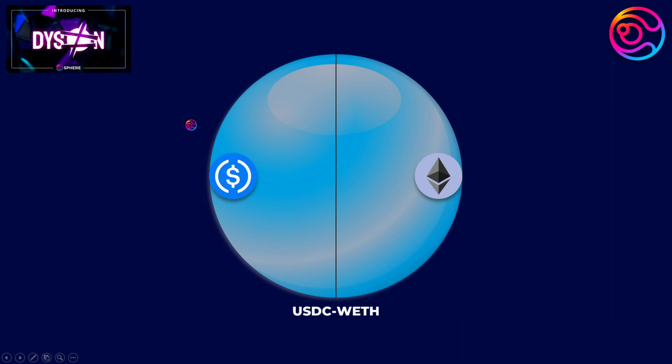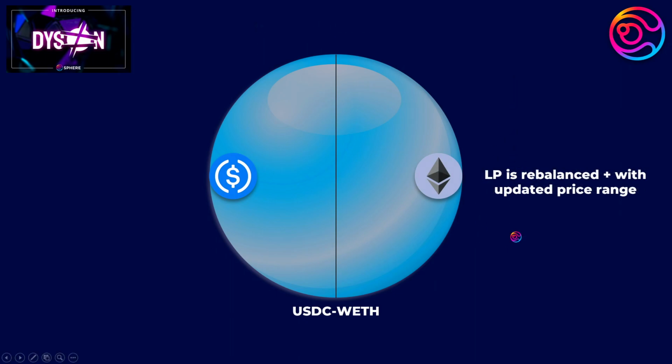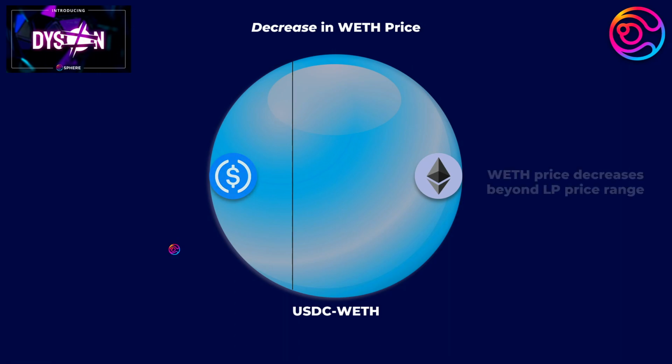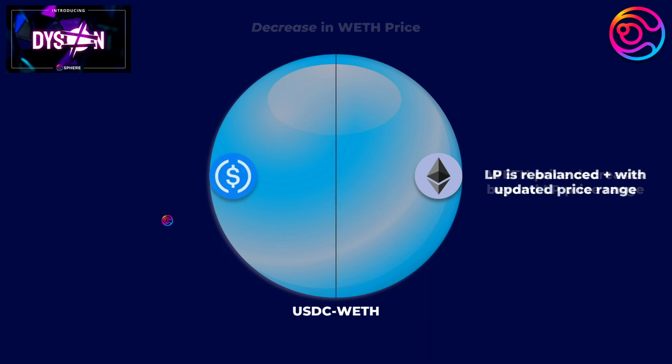This also means that with Dyson, in times when the price of WETH has risen significantly and after certain on-chain conditions are met, the LP will be automatically rebalanced and excess USDC will be sold for WETH to re-equalize the LP and contain the active price range. And in times when the price of WETH has fallen and there is more WETH in the pool, and after certain on-chain conditions are met, the LP will be automatically rebalanced, and the excess WETH will be sold for USDC to re-equalize the LP and contain the active price range.